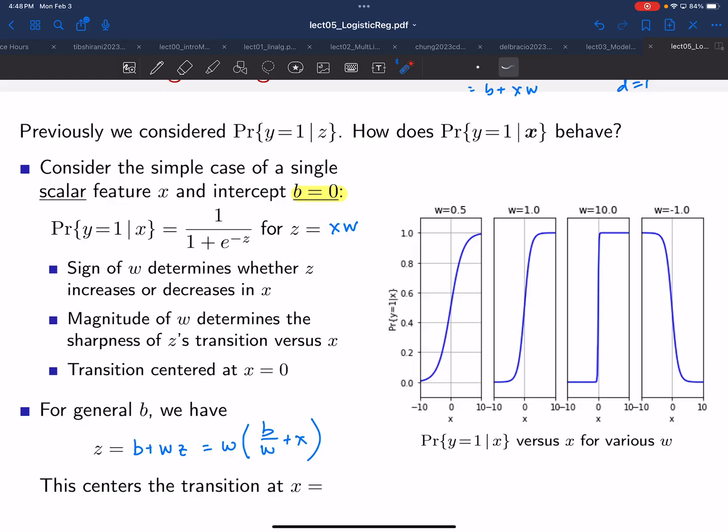Okay, let me ask, is Yida Chen here? No. Let's see. What about Jake Grow? Right here. All right. Do you see it? Would it just be negative B over W? Exactly.